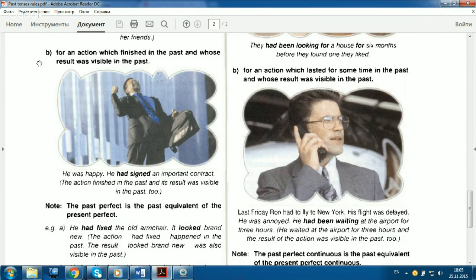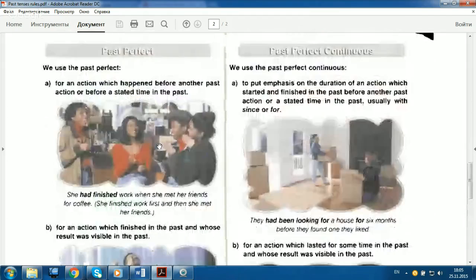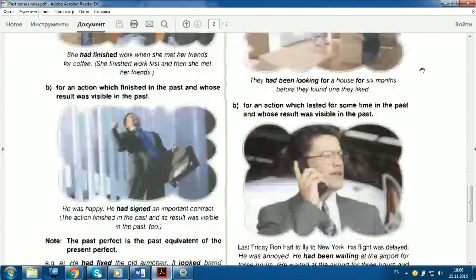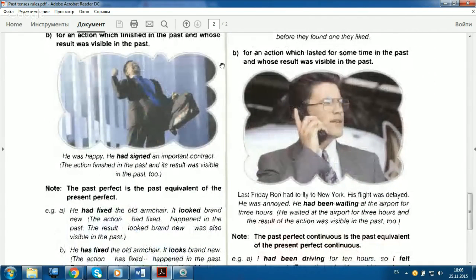And the last one we have here is past perfect continuous. The first one, we want to emphasize the duration of the action. They had been looking for a house for 6 months before they found one they liked. Sorry, not a very good copy. And the last one, again, is when we have a visible result, and this visible result was achieved due to some long action, and that's why we have to use past perfect continuous. Well, these are the rules briefly.